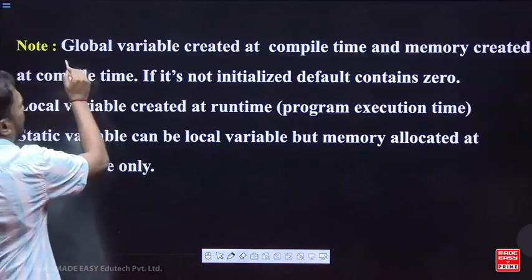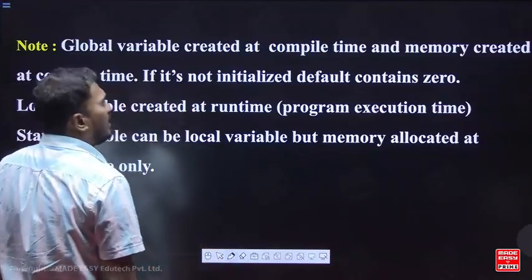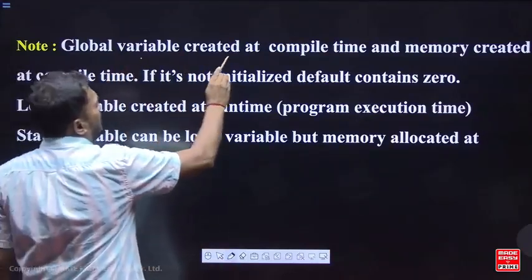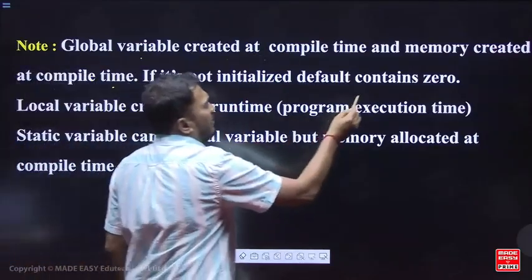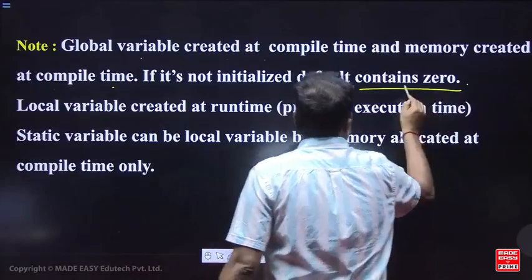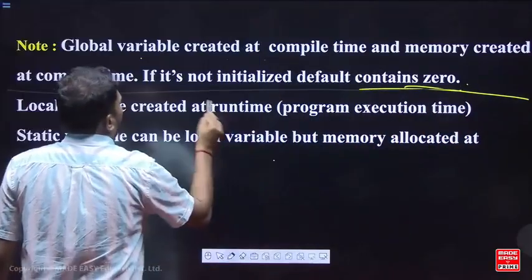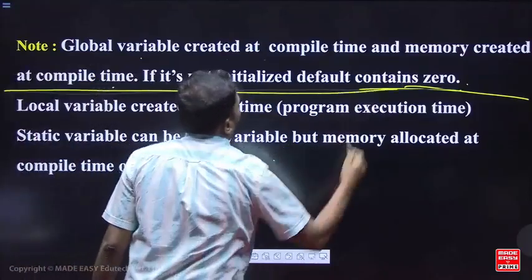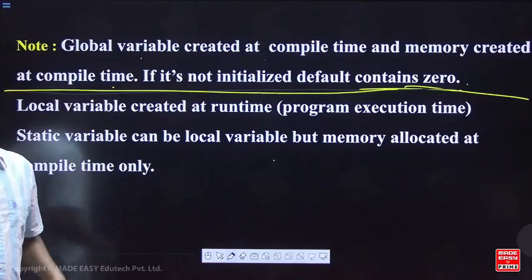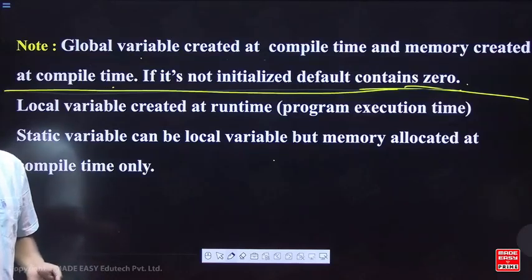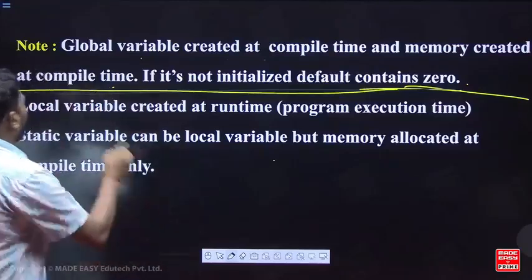Okay, listen here. Global variable is created at the compile time. You know this already, you have written. Global variable, memory created at the compile time. If it is not initialized, default contains what? 0. This is about the global variable story. Already you have written this. That is about global variable.